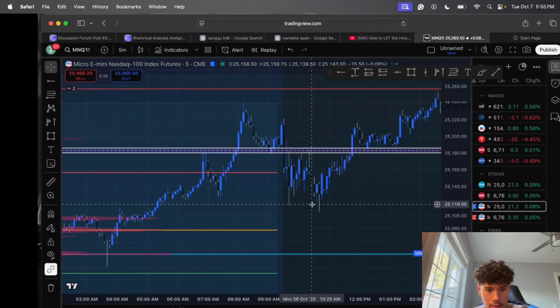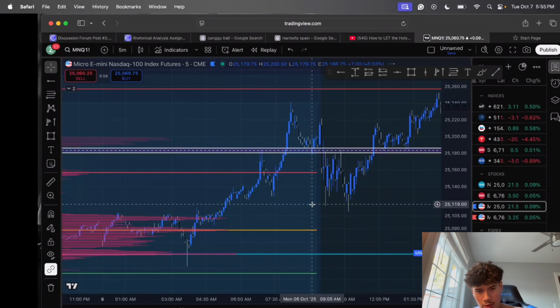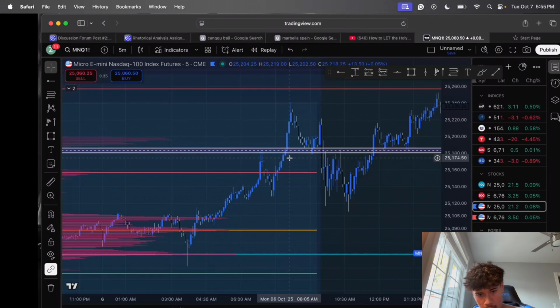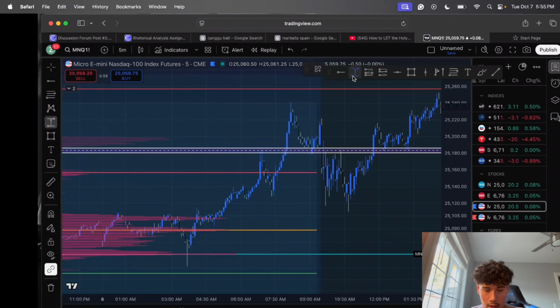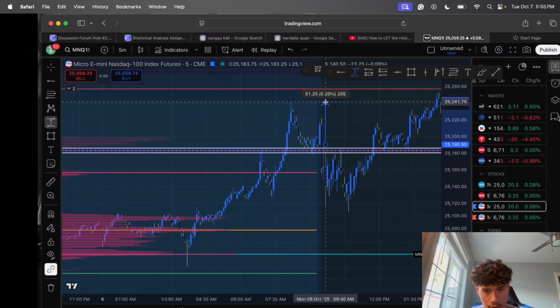So initially my bias would be bullish because high time frame is bullish. We're sitting above the weekly extreme. So I'd be wanting to be taking longs to the volume high, or to this high right here. I think this was all-time highs at the time.